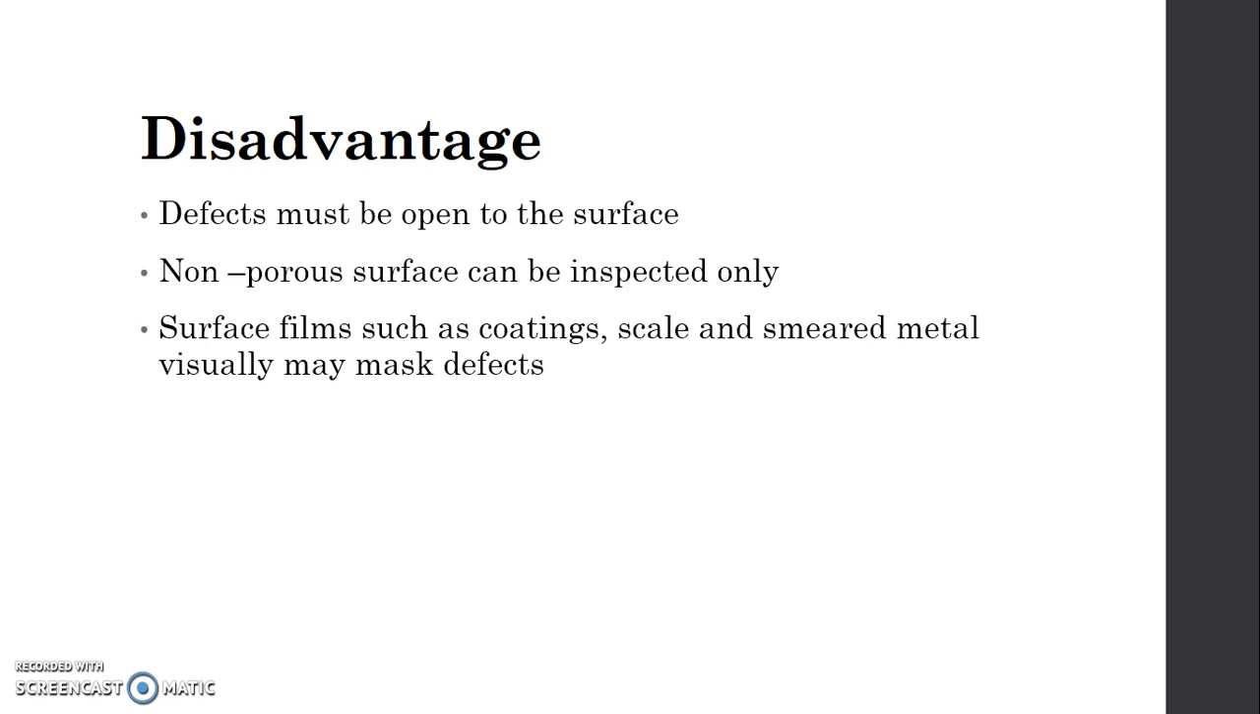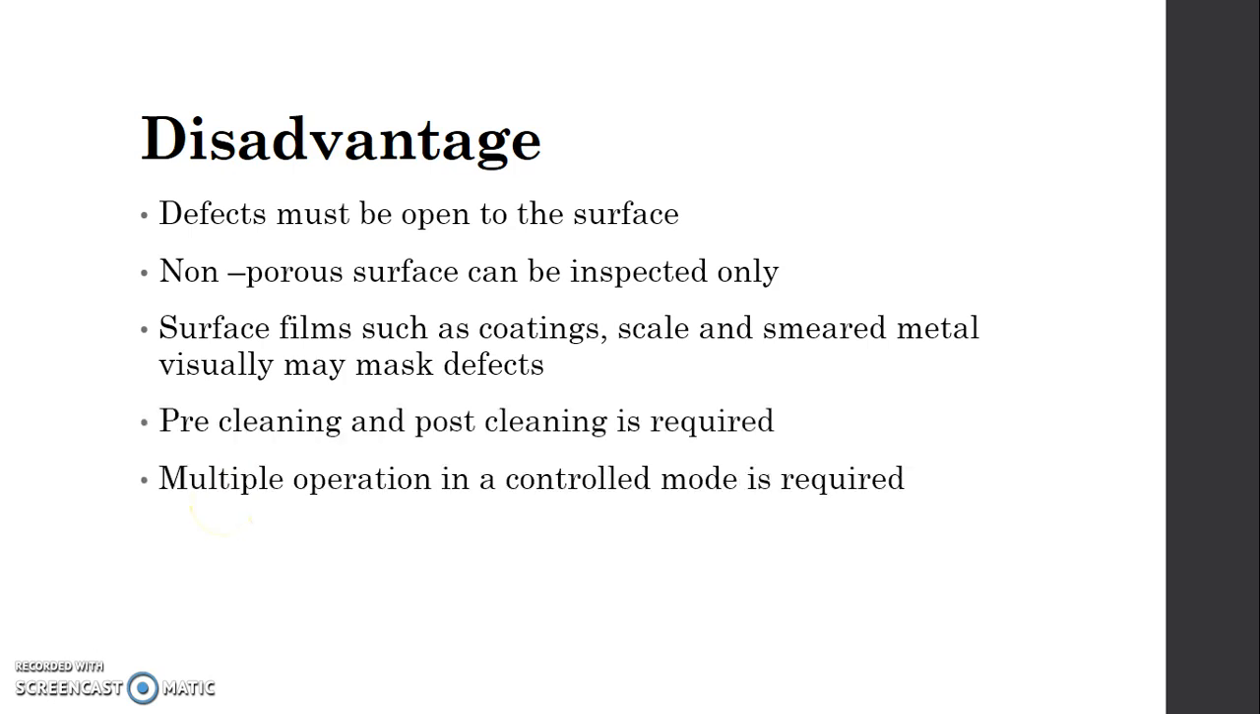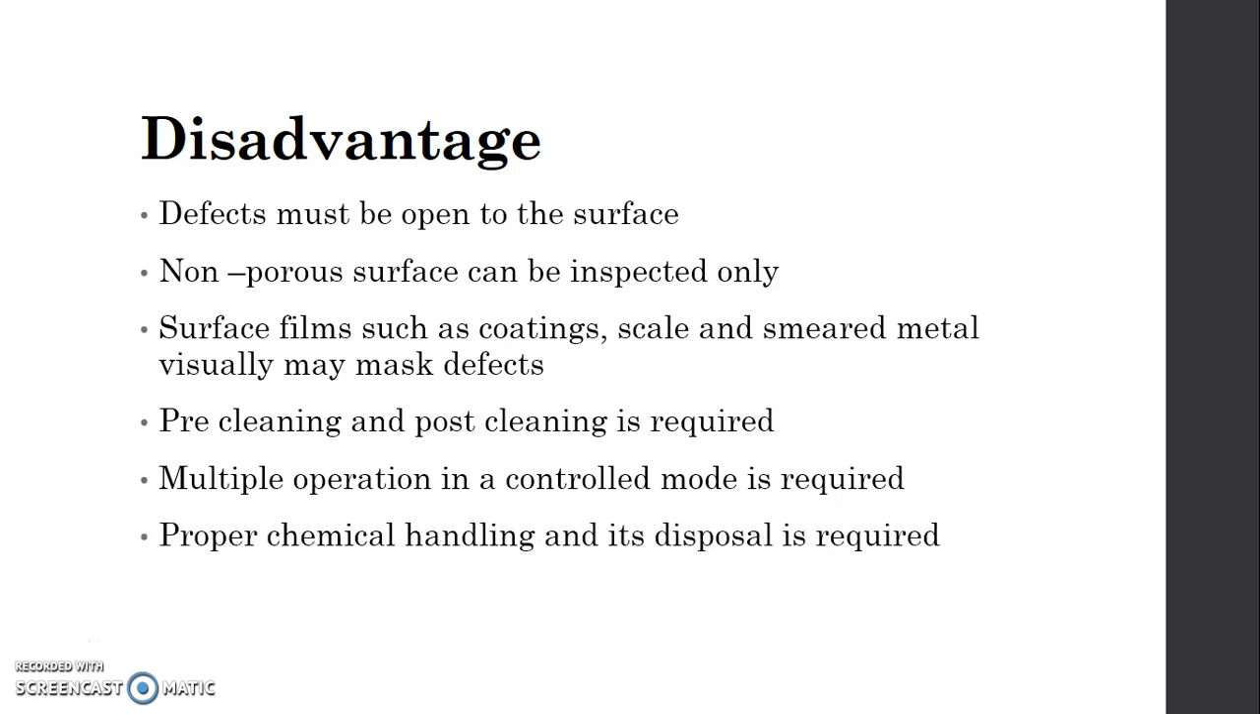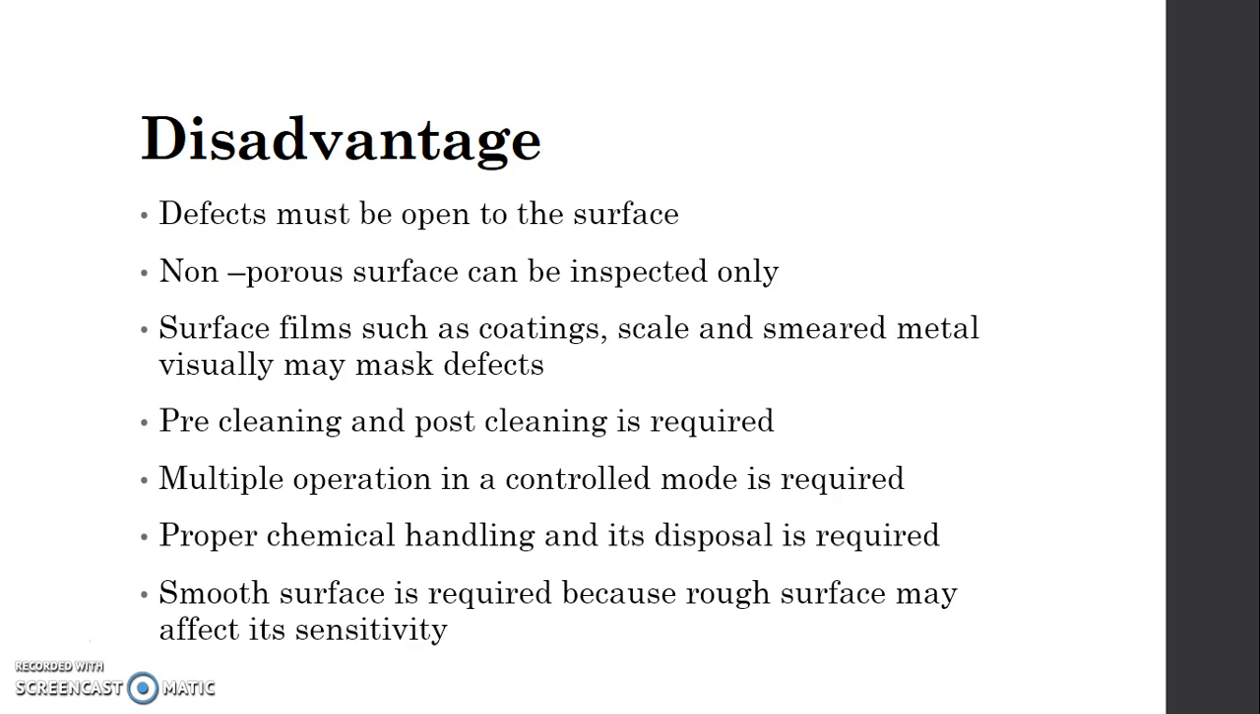So the surface should be very clean, very neat. Surface films such as coatings and scales, as well as smeared metal, may visually mask defects. And pre-cleaning and post-cleaning are required. And multiple operations in a controlled manner are required, because a lot of steps are there. We have to do them very carefully one by one, and proper chemical handling and disposal is required. Right, we have to make sure of the chemical compositions. A smooth surface is required, because a rough surface may affect its sensitivity. So these are the disadvantages.